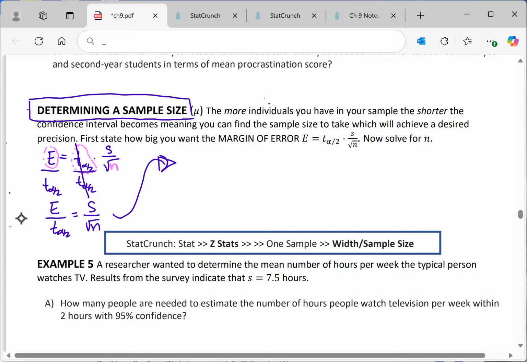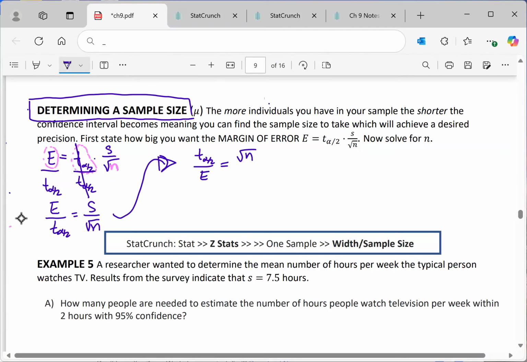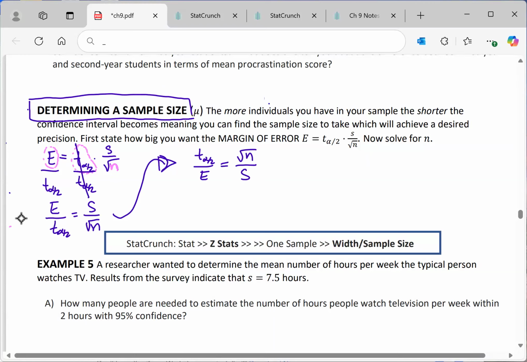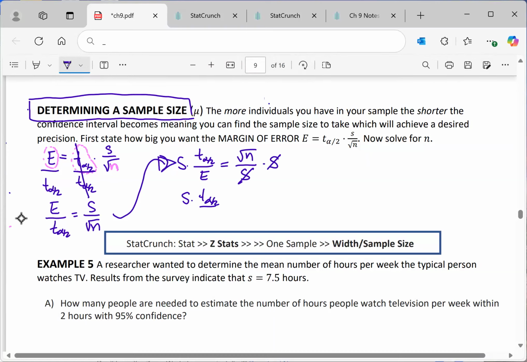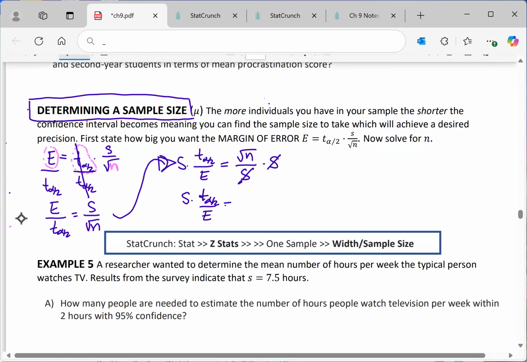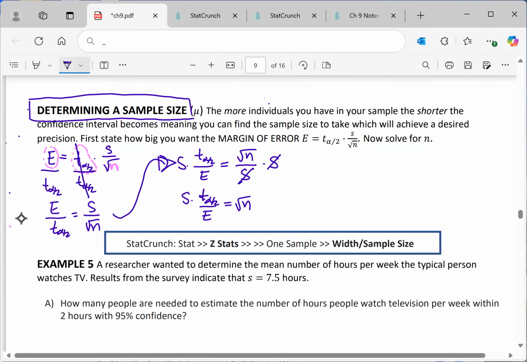From here, I'm going to go ahead and take the reciprocal on both sides. So if these are truly equal quantities, when I take the reciprocal, in other words, flip both of the fractions, I should still get the same thing. So let's flip the left and the right. And that brings N to the top, which is where I want it. All right, so let's continue isolating N by multiplying by S. And now that gives you S times T alpha over 2 over E is equal to square root of N. And the last step here to isolate N is to square.